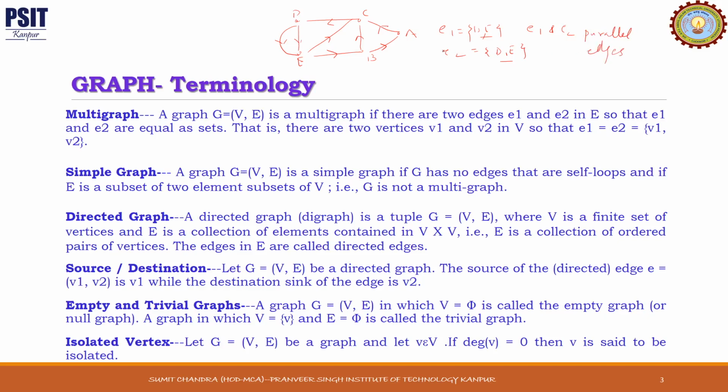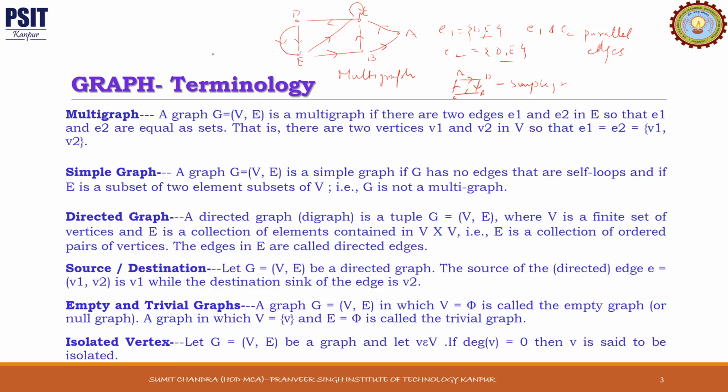So any graph that contains parallel edges, or contains a self-loop, or contains both is called a multigraph. So this graph is a multigraph. And the graph containing no parallel edges and no self-loop is called a simple graph. So this graph is a simple graph. A multigraph can contain parallel edges, and it can also contain a self-loop.